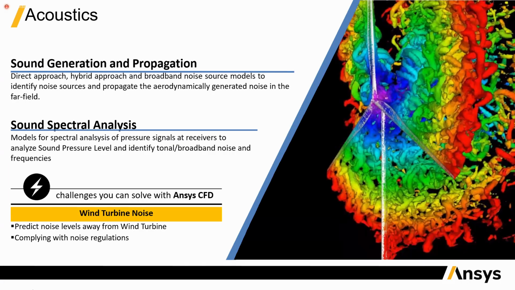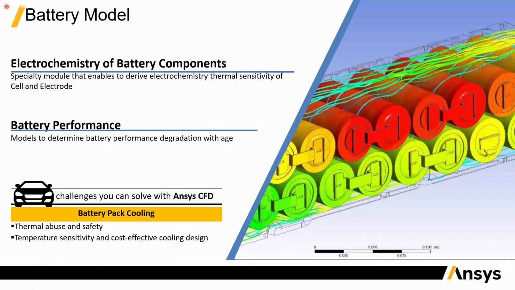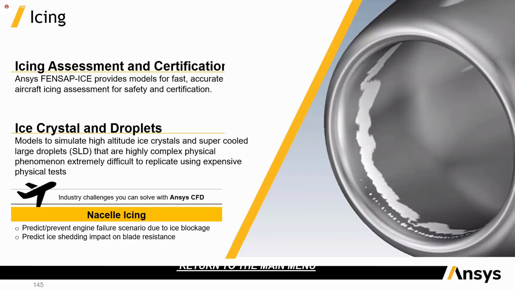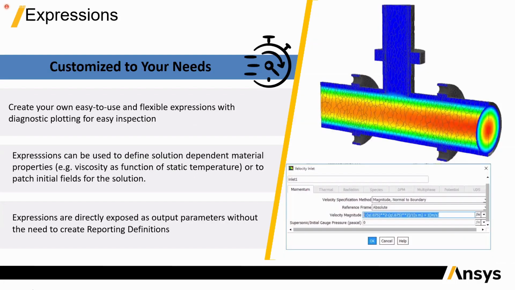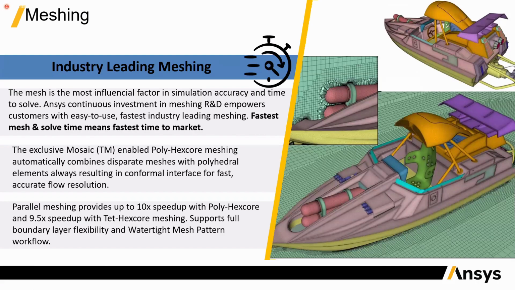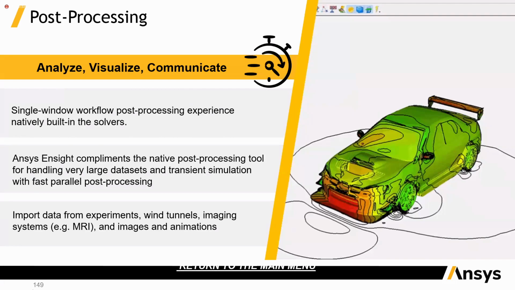If you are designing a wind turbine, design optimization, as I said earlier. Battery modeling, this is very complex, but it was discussed yesterday. Those who were in the Zoom presentation yesterday, it was discussed. It's very complex. Icing, when ice forms on my component. The user interface is very easy to use. It's very easy to understand. You can customize your post-process view. Meshing is very awesome. For post-processing, you don't need third-party software to do it for you.